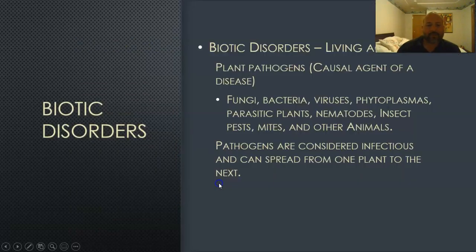huge problems. In terms of our biotic disorders, we're really talking about living agents that are going to cause infectious disease. So plant pathogens, the causal agents of a disease. So you've got fungi, bacteria, viruses, phytoplasmas, parasitic plants, nematodes, insect pests, mites, and other animals that can be spreading these pathogens from place to place. And the pathogens are infectious, and they can spread from one plant to the next and cause us huge problems.